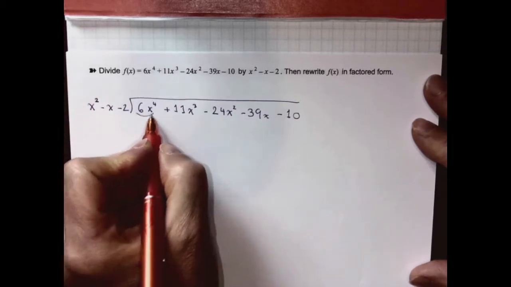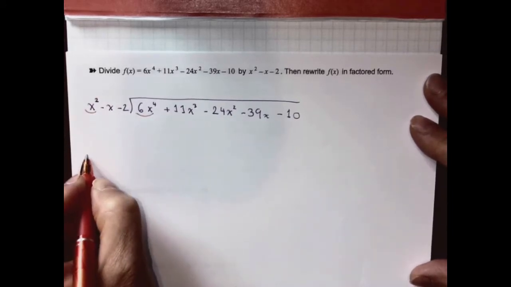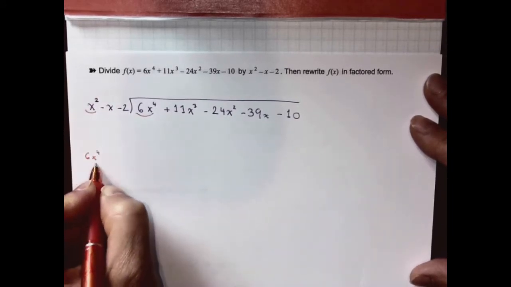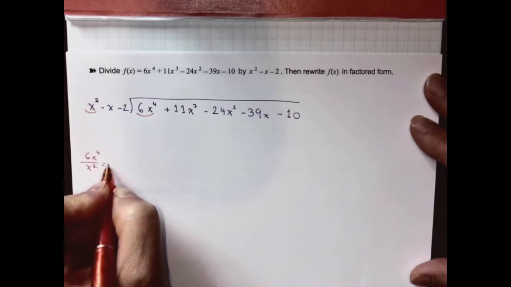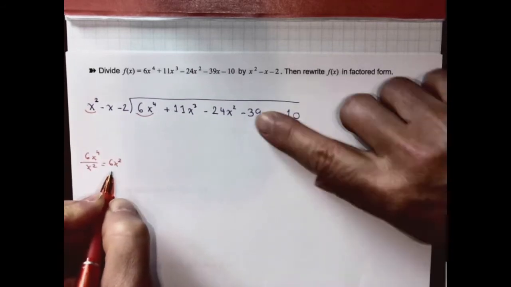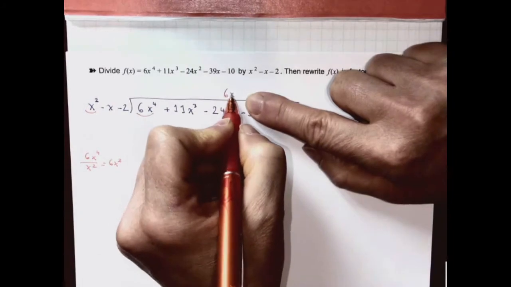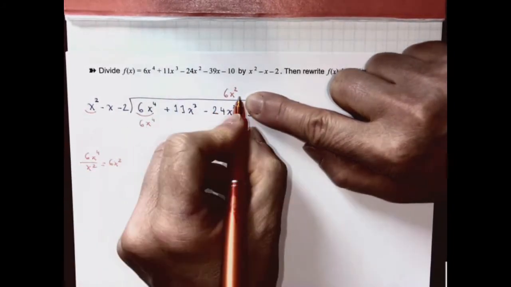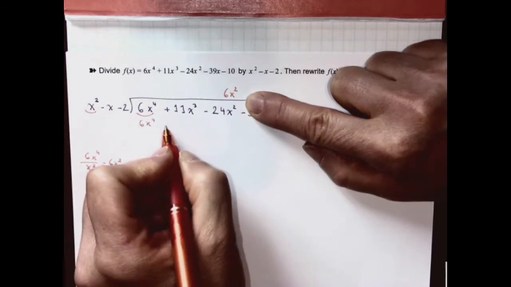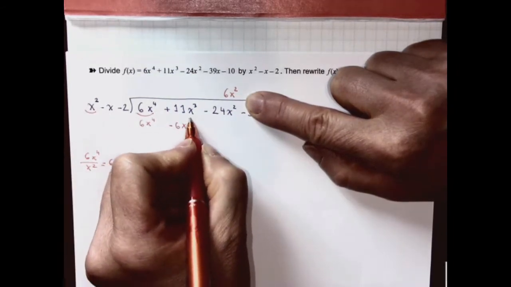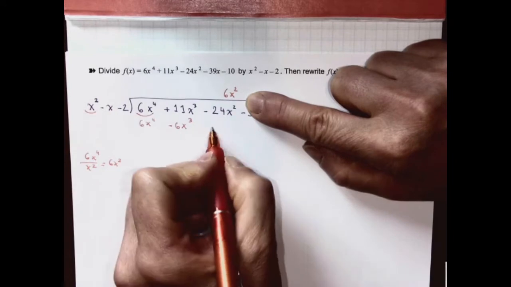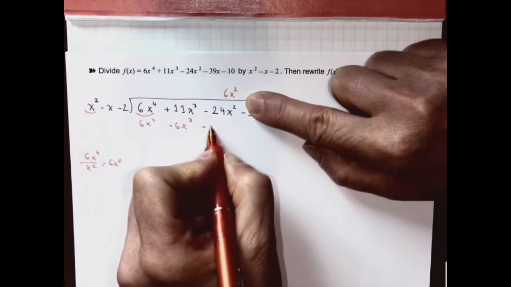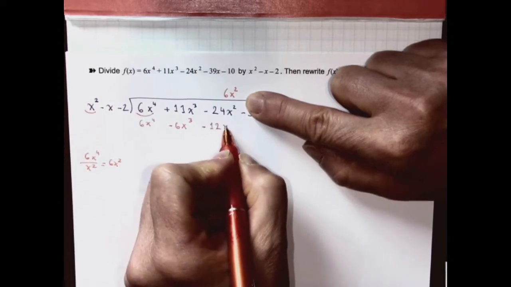We're going to use the first over the first, so 6x to the fourth divided by x squared is 6x squared, so above the quadratic term. And now we multiply. 6x squared times negative x is a negative 6x cubed, and 6x squared times negative 2 is negative 12x squared.